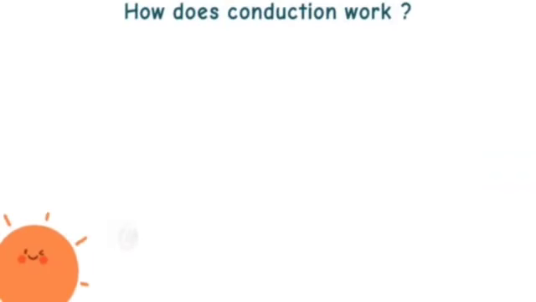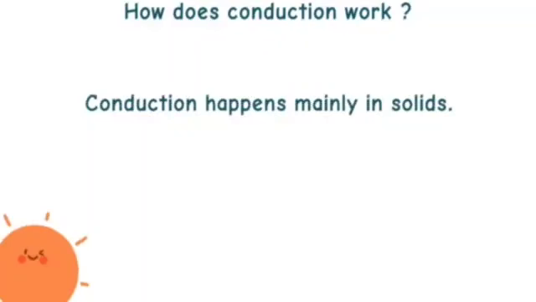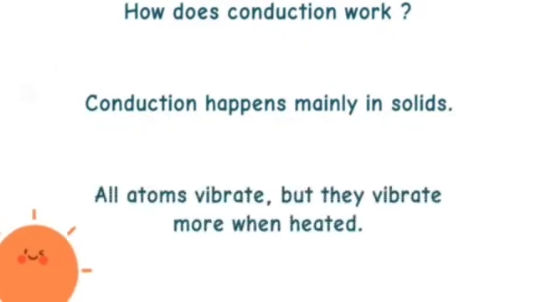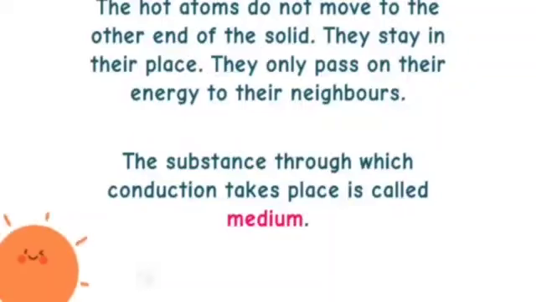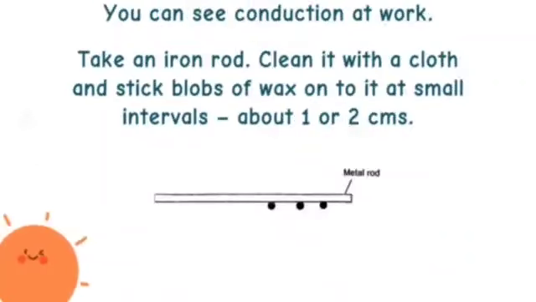How does conduction work? Conduction happens mainly in solids. All atoms vibrate, but they vibrate more when heated. Heat spreads by conduction when atoms increase their vibrations and pass this energy on to those nearby. The hot atoms do not move to the other end of the solid, they stay in their place. They only pass on their energy to their neighbors. The substance through which conduction takes place is called medium. You can see conduction at work.